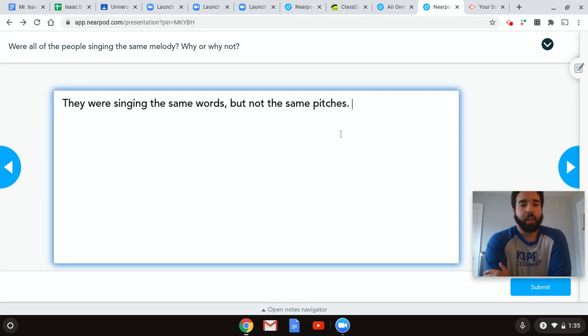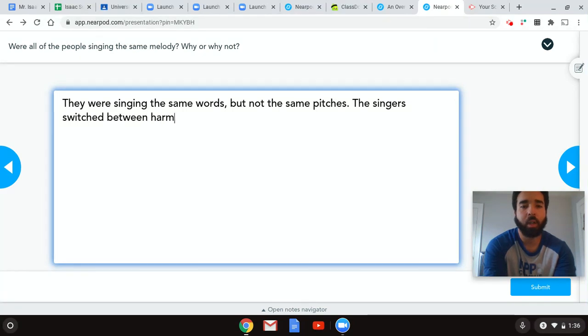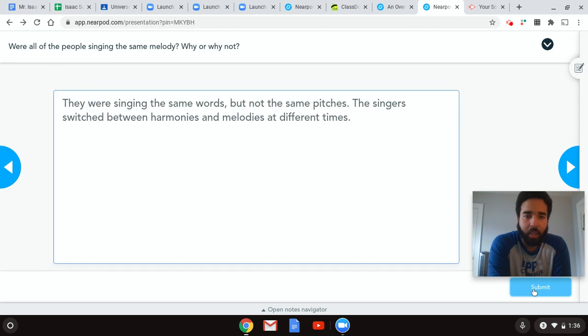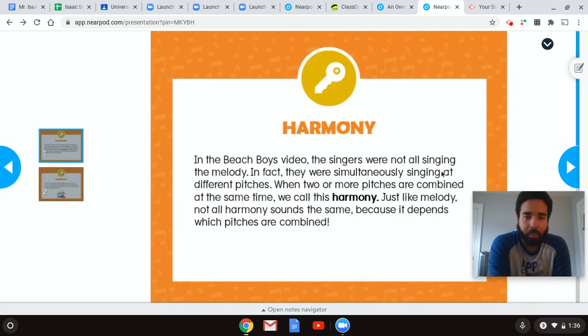So essentially, that answer is good enough for 100%, where all the people sing the same melody. The singers switched between harmonies and melodies at different times. During the whole song, at least one person had the melody at one specific moment, and that changed throughout the song. If you had an answer like this, submit it, and you will get 100% on that specific question.